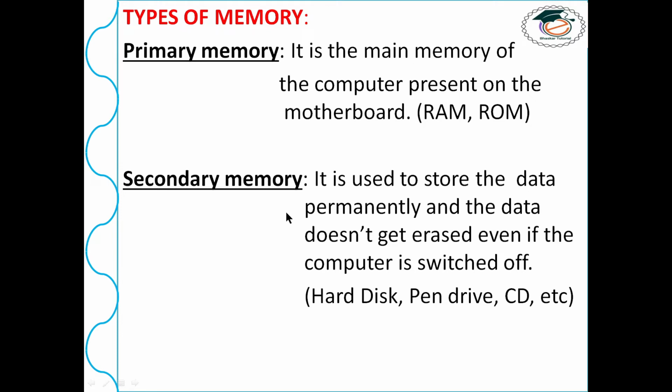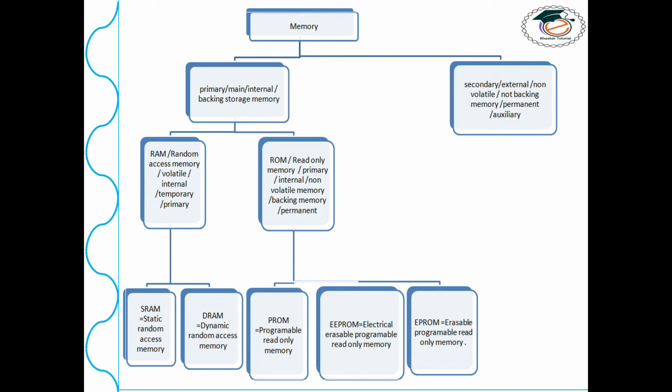It is used to store the data. Whatever data you download or save is saved in the secondary memory, not in the primary memory. Examples of secondary memory are hard disk, pen drive, CD, floppy disk, DVD, and many more. So let's see here very clearly.